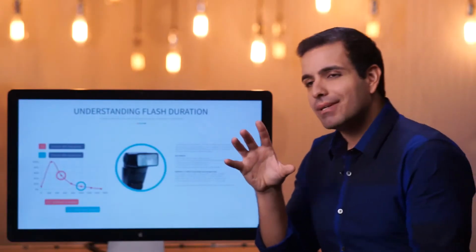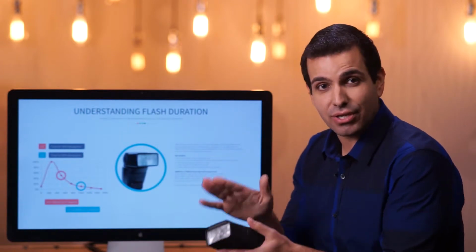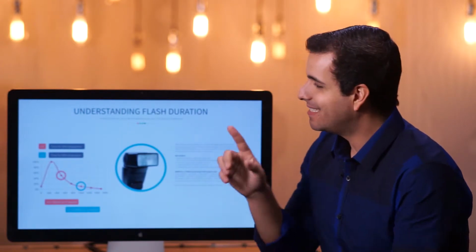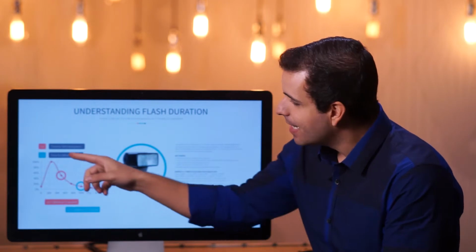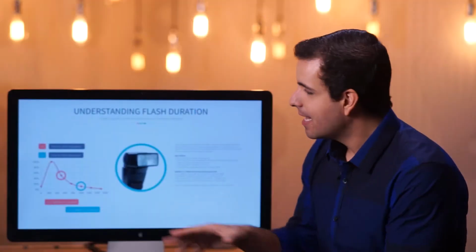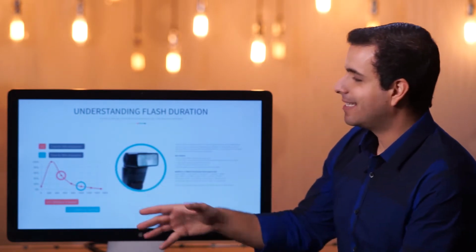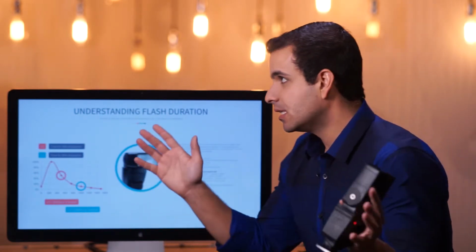So what's a better measurement of the ability of a flash to freeze a subject, or to know what the flash duration is? The T.1 time. The T.1 time is the time for 90% of the light to dissipate. And that remaining 10% that trails off, it's really not going to affect much, okay? That's what really matters.